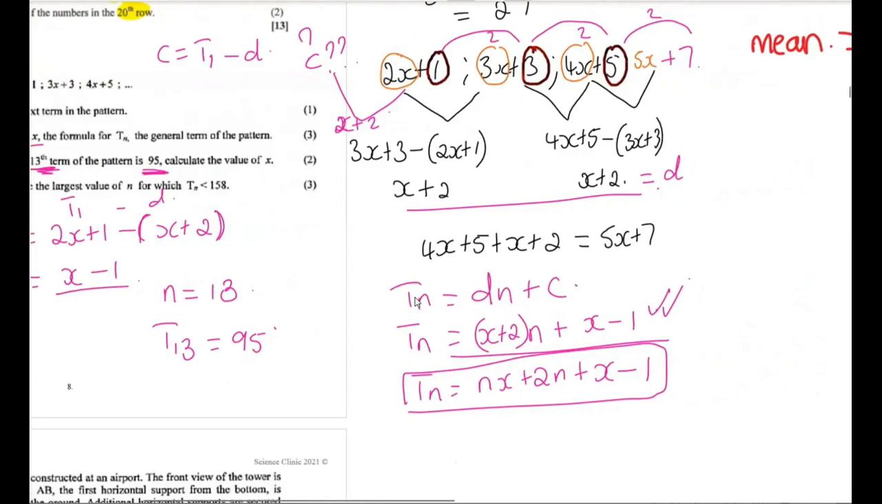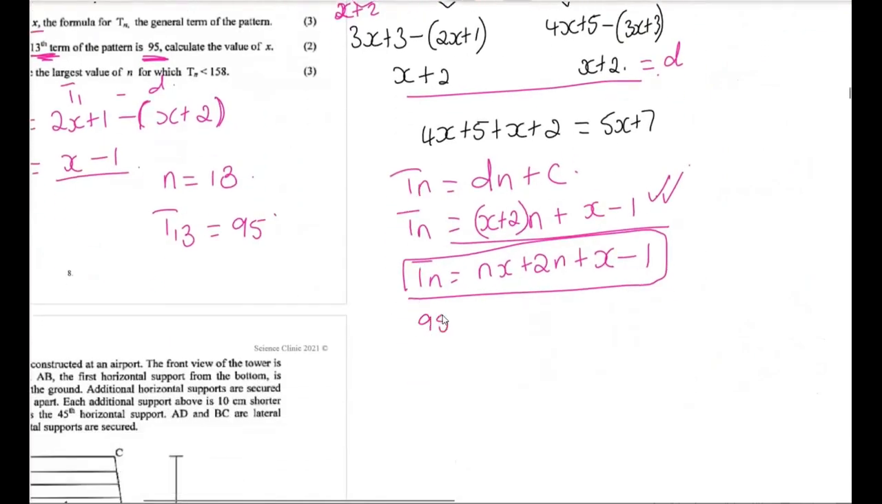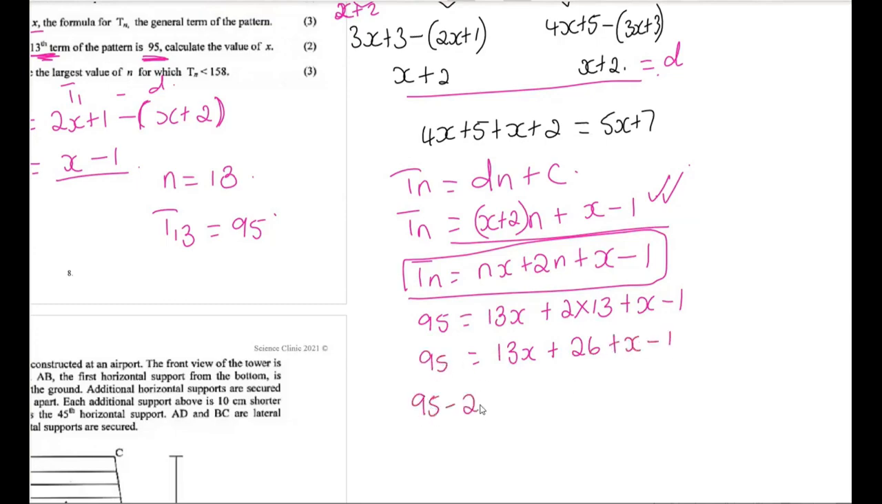So we are going into the formula and we are saying wherever we see Tn, we are replacing with 95. Okay, then when we see n, we are replacing with 13, right? Plus 2 times 13 plus x minus 1. Can we solve for x now? So this will be 13x plus 26 plus x minus 1 equals 95. Let's group like this. So it will be 95 minus 26 plus 1 is equal to 13 plus 1, which is 14x.